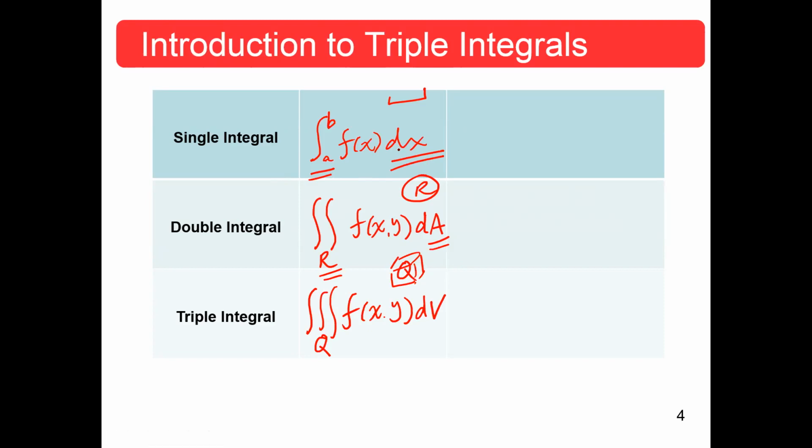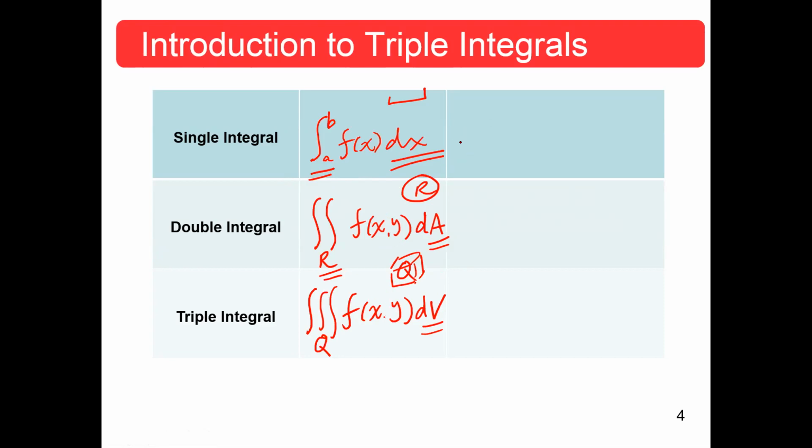So you see the change from one dimension, dx, to two dimensions, the differential of area, to three dimensions, the differential of volume. And it's integrating over, originally, a line segment; the double integral is integrating over a two-dimensional region; and then the three-dimensional one is over a three-dimensional solid region. So that's something we can guess, right?